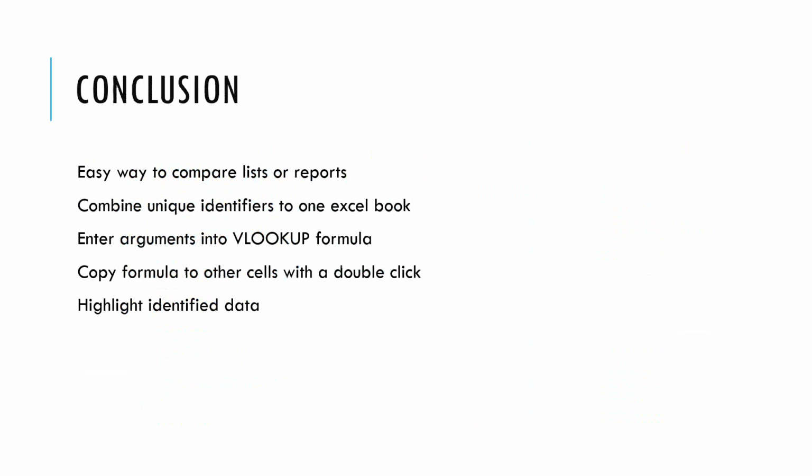Getting late. Okay. So, in conclusion, it's an easy way to compare lists or reports. So you combine the unique identifiers into one Excel book, and you enter the arguments into the VLOOKUP formula, and you copy the formula to other cells with a double click of that box in the right-hand corner, and then highlight the identified data.